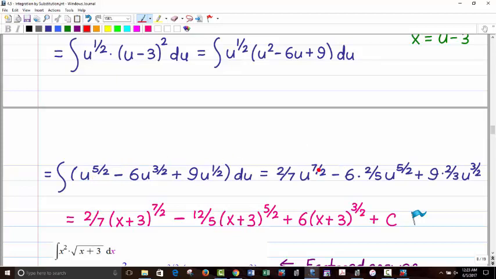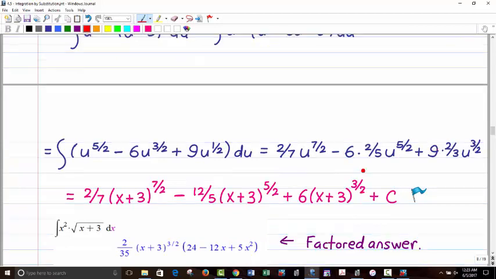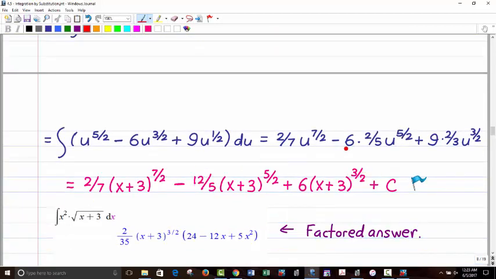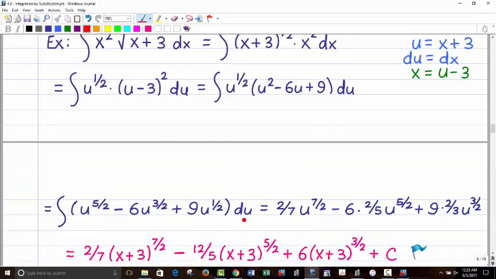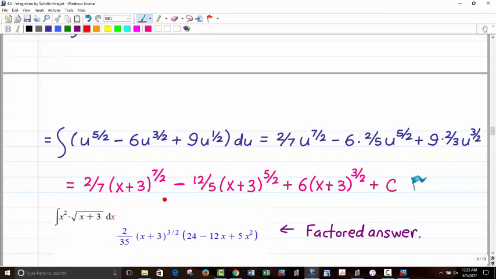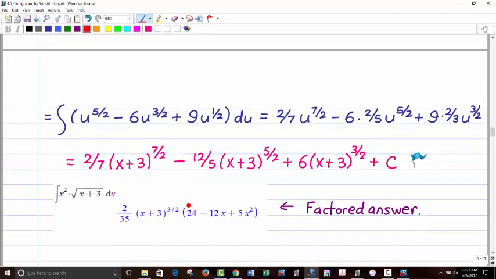So 5/2 plus 1 is 7/2, which makes it 2 over 7. Then 2/5, with a minus 6 there. And then 1/2 plus 1 is 3/2, which makes it 2/3 here with a 9 in front. So I just kind of tidied up there, and then replaced it. Remember, u was x plus 3. So now you have to put x plus 3 in there.